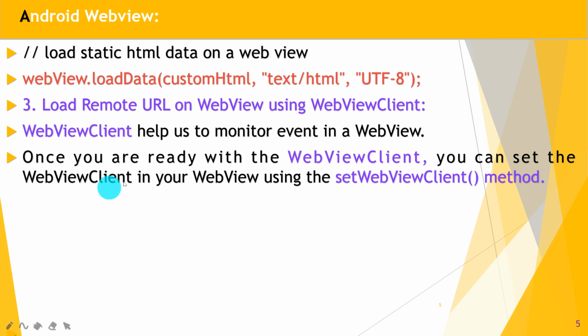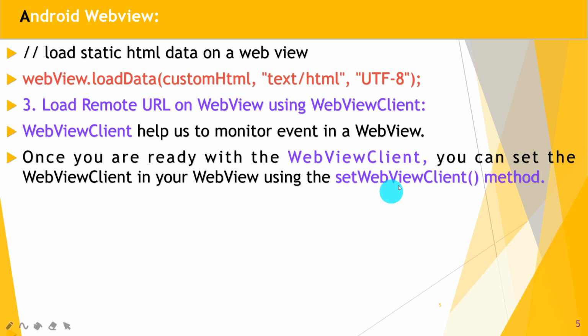Once you are ready with the WebView client, you can set the WebView client in your WebView using the setWebViewClient method. Great, guys. In the first and third way, if you have only a single HTML page you want to view, then you can use the loadUrl method of the WebView class. But if you want a remote website which is present on your web server, and we have to navigate to that website, then you can create the object of the WebViewClient class by using which method?